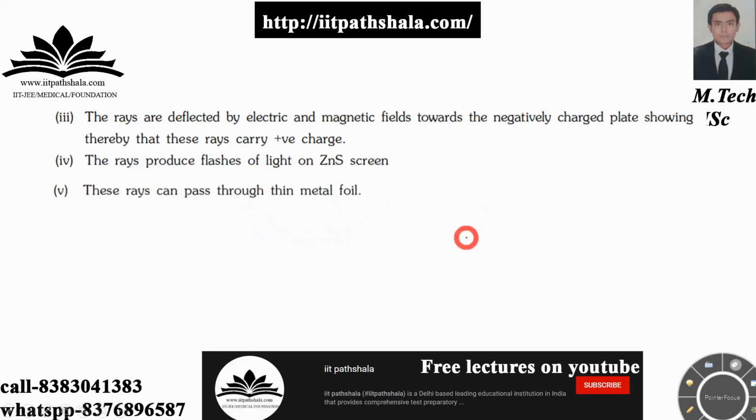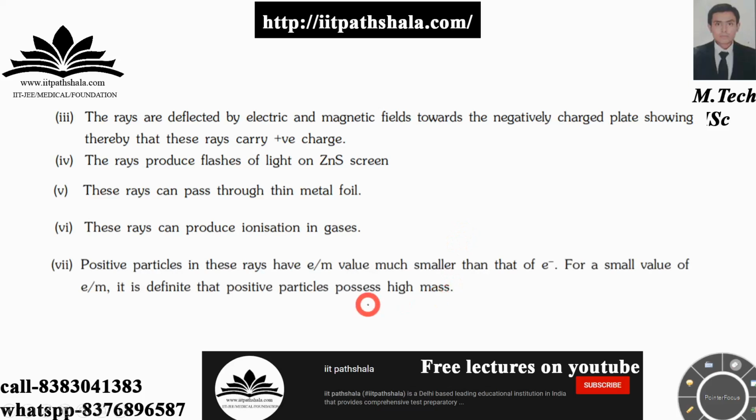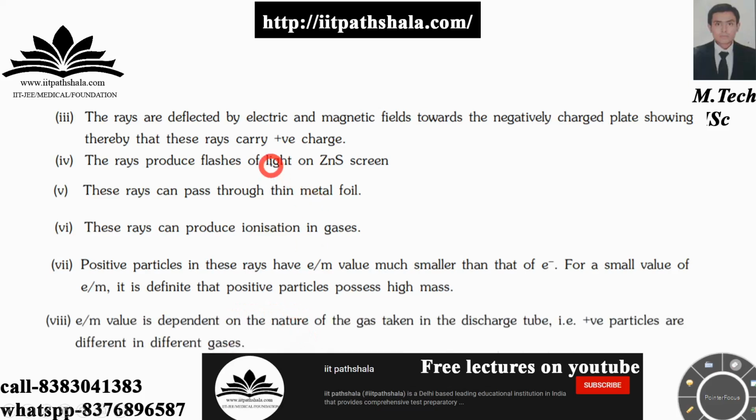Okay, these rays can pass through a thin metal foil very easily. These rays can produce ionization in the gas, and the positive particles in the gas have an e/m ratio which is very much smaller than that of an electron. For a small value of e/m, it is definite that the positive particle possesses much higher mass than that of the electron itself. The e/m value is dependent on the nature of the gas taken in the discharge tube, that is, positive particles are different in different gases, guys.